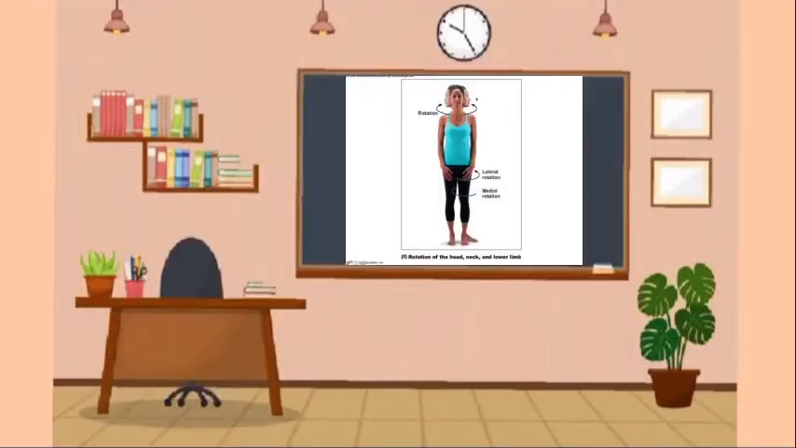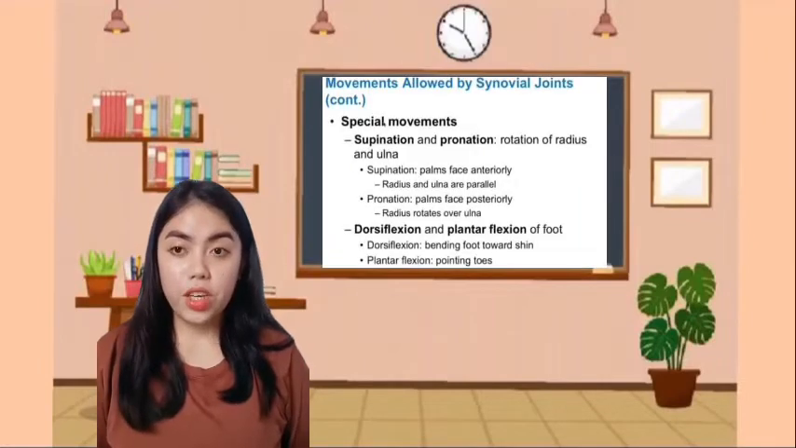Supination and pronation. Rotation of the radius and ulna. Supination: palms face anteriorly, and the radius and ulna are parallel. Pronation: palms face posteriorly, and the radius rotates over the ulna. Dorsiflexion and plantar flexion of the foot. Dorsiflexion, bending the foot toward the shin. Plantar flexion, pointing the toes.